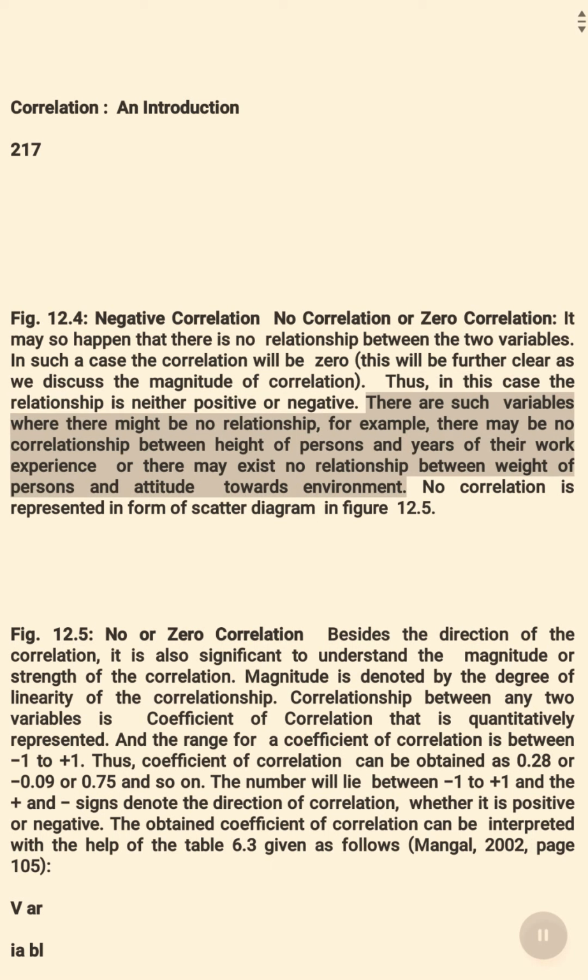For example, there may be no correlation between height of persons and years of their work experience, or there may exist no relationship between weight of persons and attitude towards environment. No correlation is represented in the form of a scatter diagram in Figure 12.5.